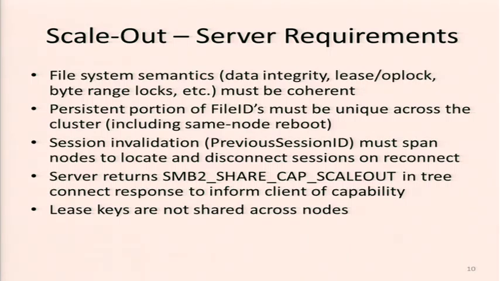So effectively, if I have a client that is connecting through one of the nodes and I lose that connection and then I reconnect to another node, then there must be a mechanism to go and disconnect that session on the back end. The server returns the SMB2 share cap scale out in the tree connect response to inform the client that it can actually connect to multiple of these servers. Any questions on the server requirements?